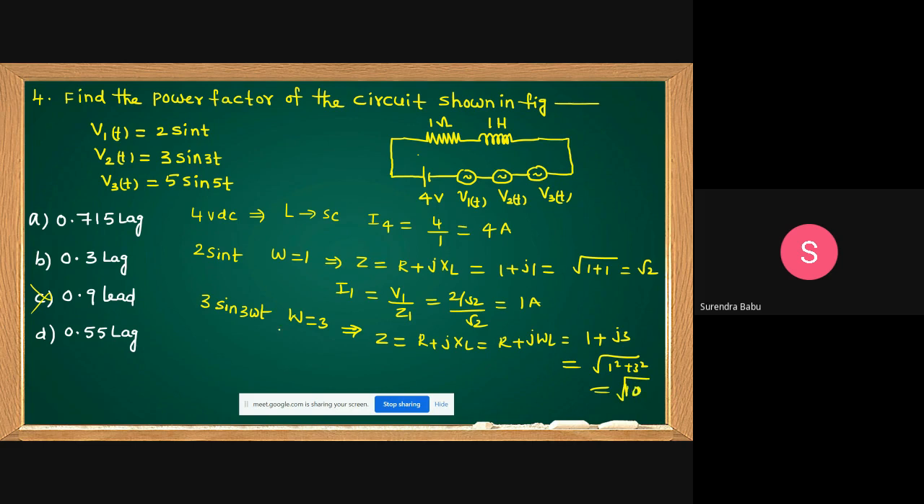Is it correct? Root 10, students. Root 10. Then what is I2? 3 by root 2 by root 10. This is equal to 3 by root 20. Is it correct? Okay, this is I2. Now similarly, if you apply the 5 sine 5t.